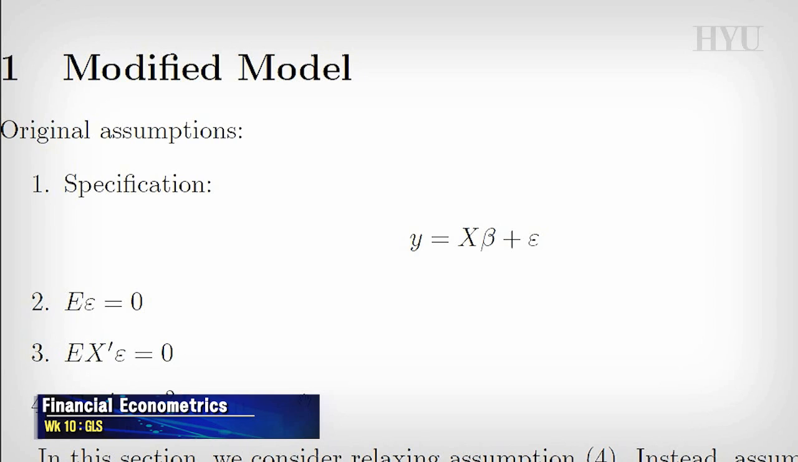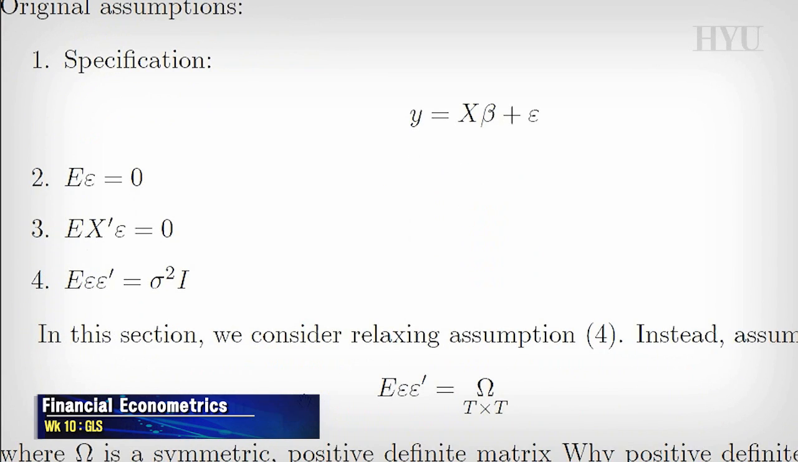So basically error terms are not correlated with each other whenever we have different observation. And for each observation, the regression error has the same variance. Okay. So it was the assumption, and we want to relax assumption number 4. Okay. So in this section, we consider relaxing assumption 4.